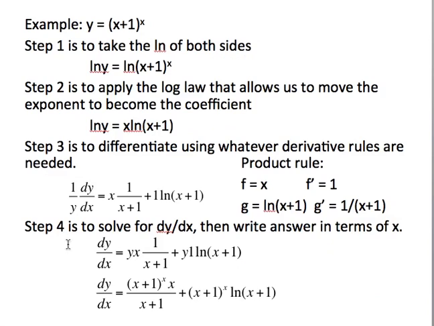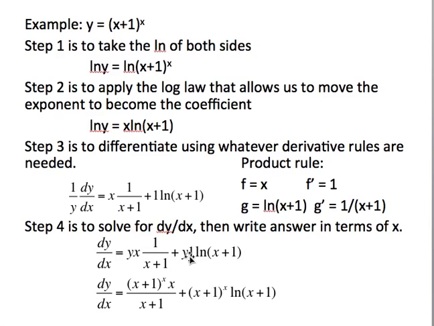Next step is to try to solve for dy over dx. So right here we're trying to get dy over dx by itself, so we multiply both sides by y, and that gives us a y on both of these two terms.